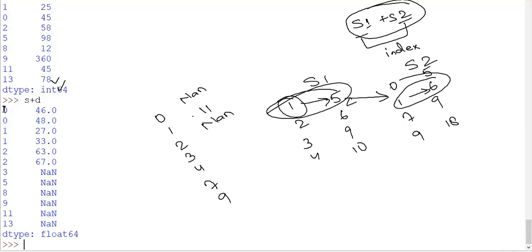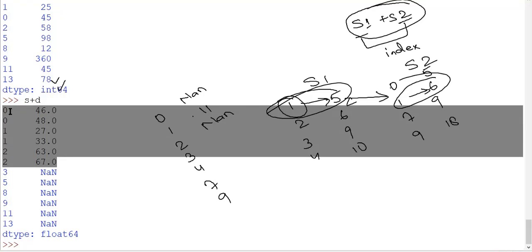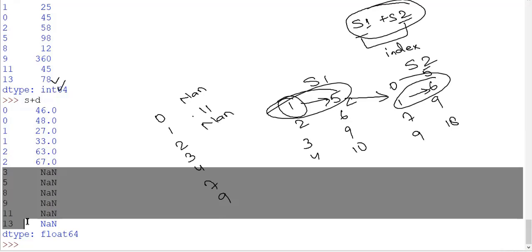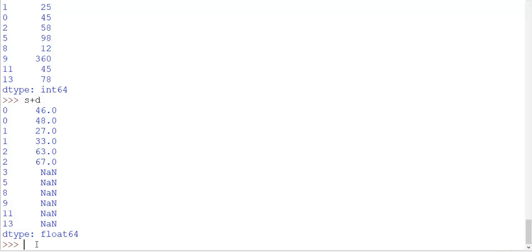We are getting values for the matching index positions. Look at this, those are the matching index positions, and for those we get values. Those that don't match, meaning the index is available in only one series object and not in both, give the NaN value. I think it is clear to all. If you have any doubt, you can ask questions later. First, let me finish this. One more thing is there.